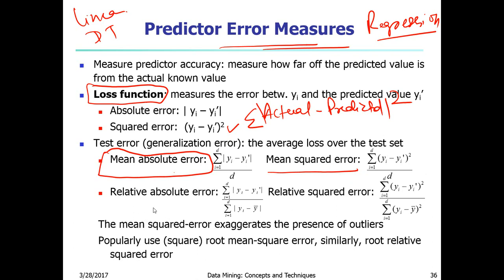Then we have relative absolute error. The numerator is the same. In the denominator, you replace the predicted value with the mean, so you are subtracting the mean from the actual value. That's the difference. Similarly with the mean squared error. So this is relative absolute error, and that's another important metric that is used to evaluate regression problems.